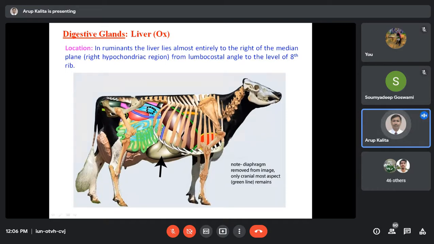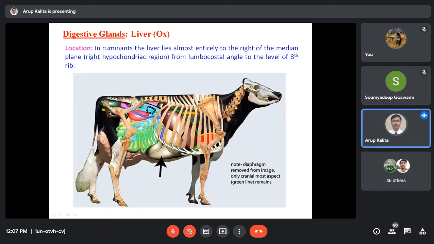This is 13, 12, 11, 10, 9, 8. So it will come up to the 8th intercostal space. 1, 2, 3, 4, 5, 6, 7, 8. Up to the 8th rib from the backward side.